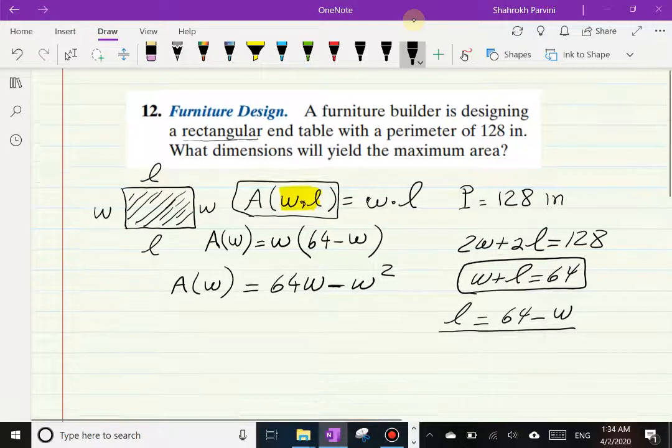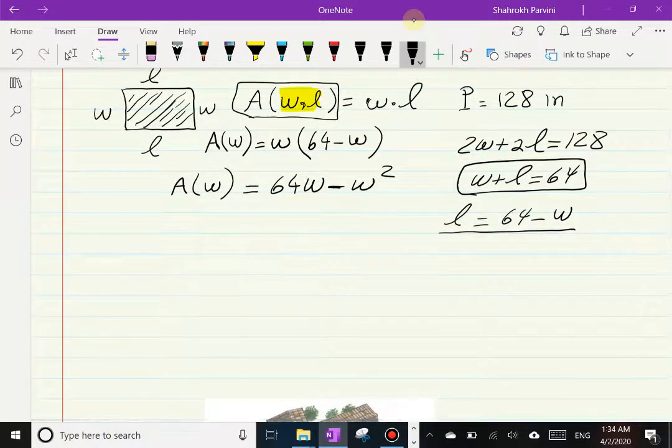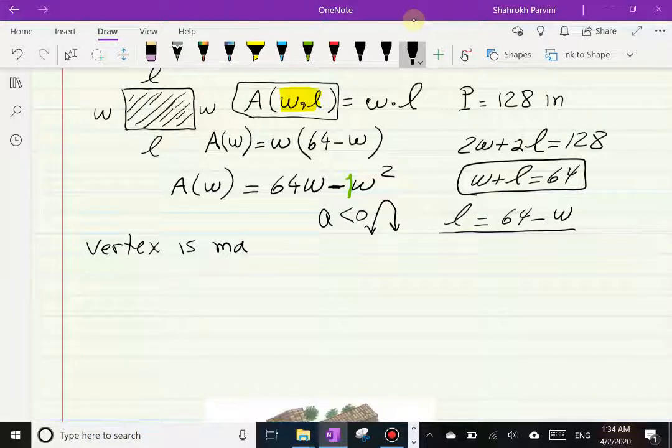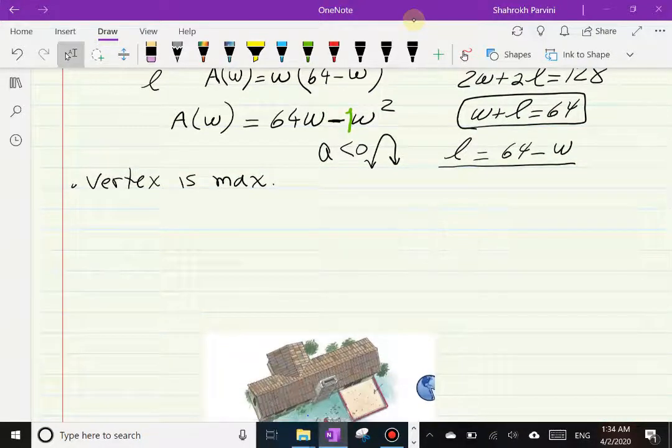Now, because this is a quadratic function, and the coefficient on the square term W, that's negative 1, right? Remember, this is like negative 1 here. This acts as your A. A is less than 0, so the parabola is going to open downward. That means the vertex, since parabola opens downward, the vertex in this exercise is max. That means the maximum occurs at vertex, the maximum width that is.